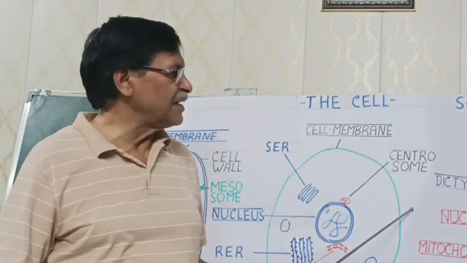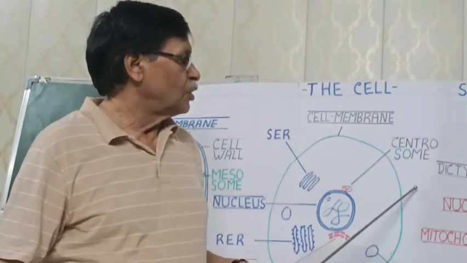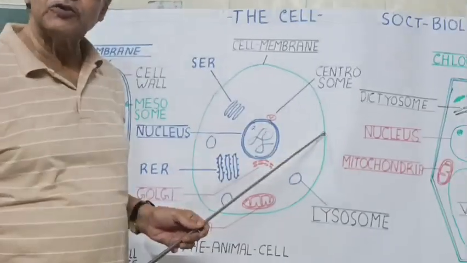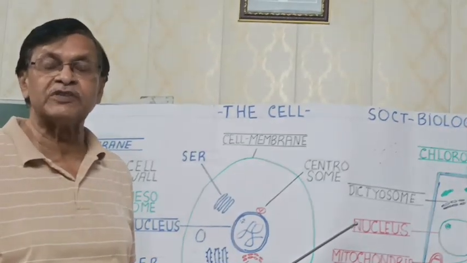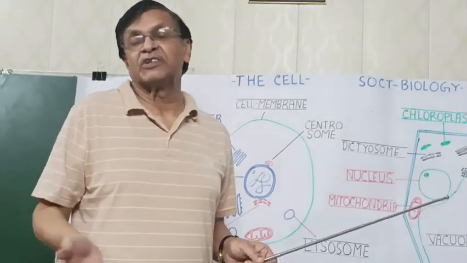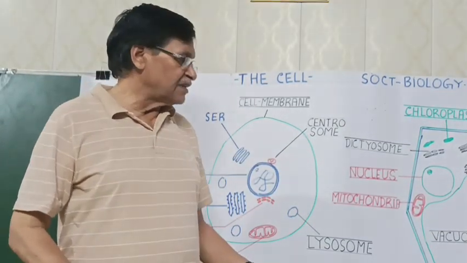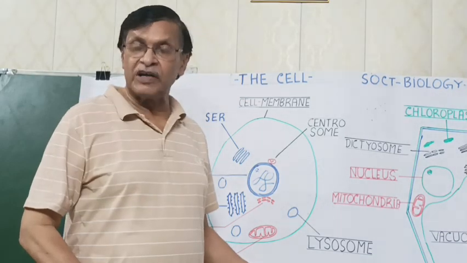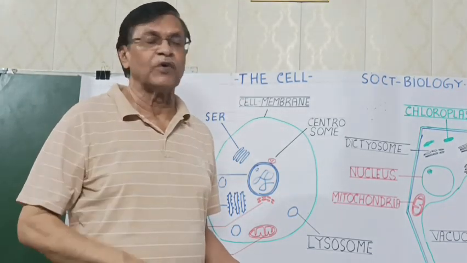The cell membrane is selectively permeable, which allows entry and exit of only a few types of molecules, and does not permit some other molecules. They are living. But the cellulose cell wall is non-living. It is freely permeable for all types of molecules.